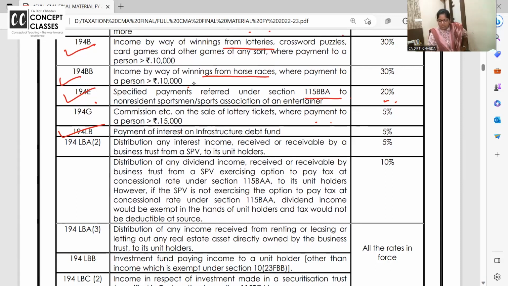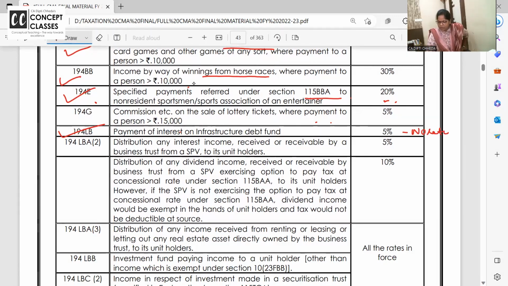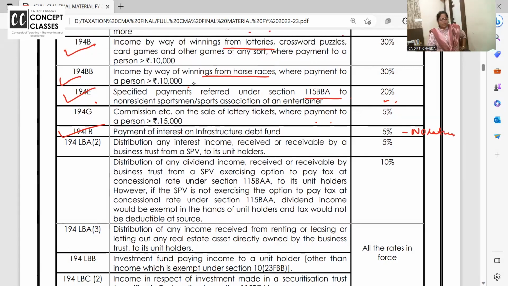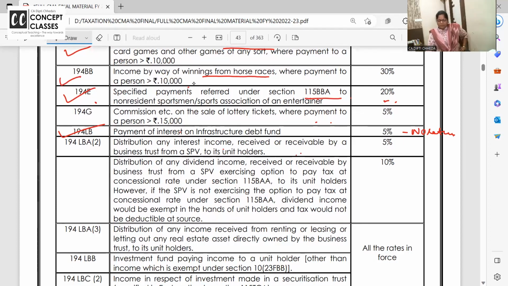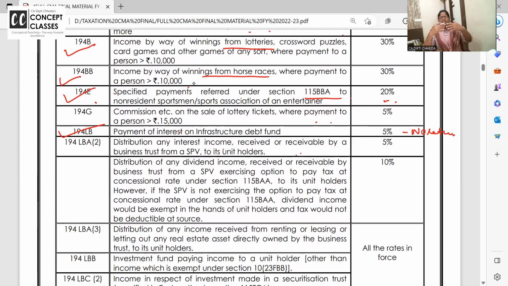Interest on infrastructure bond 5%, और 5% TDS कटेगा, तो यहाँ लिख दो no return required. कोई जरूरत नहीं है आपको रिटर्न भरने की. Right. 194LBA and all. This is distribution of interest income received. SPV is giving interest and dividend to business trust. Business trust is giving to the unit holders and all.